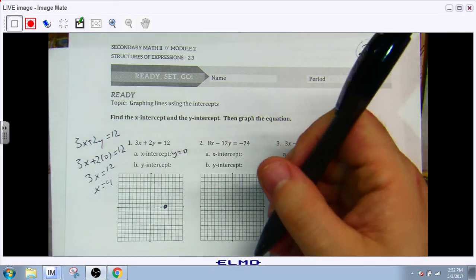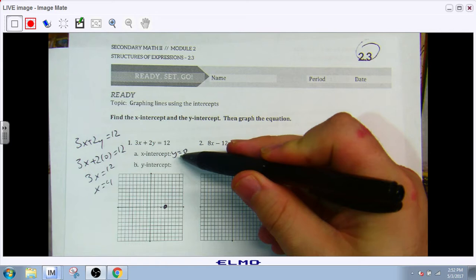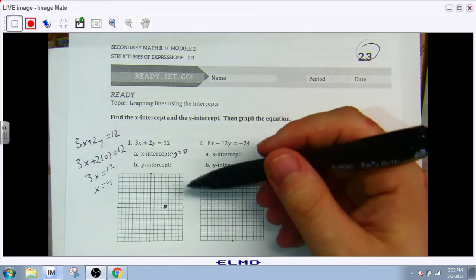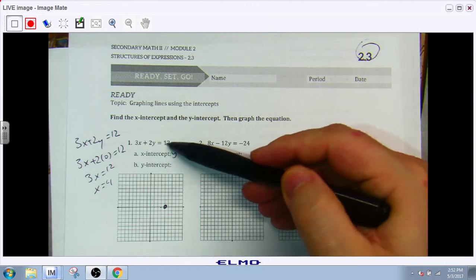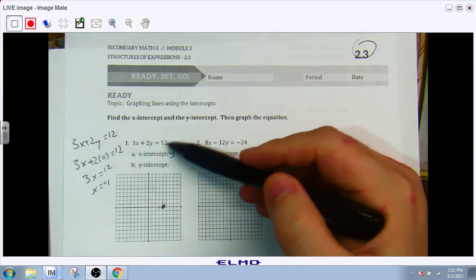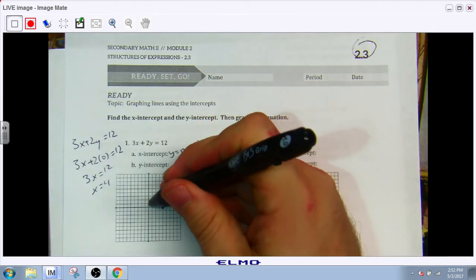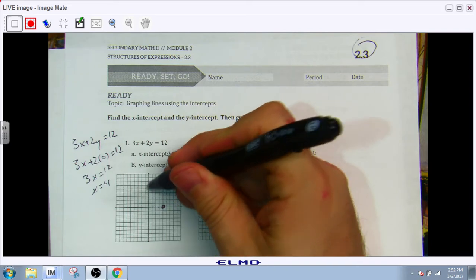That's my x-intercept. I do the same thing with my y-intercept, except this time I plug in 0 for x. If I plug 0 in for x, 3 times 0 is 0. So I have 2y equals 12. If I divide by 2, I get y equals 6. So 1, 2, 3, 4, 5, 6.